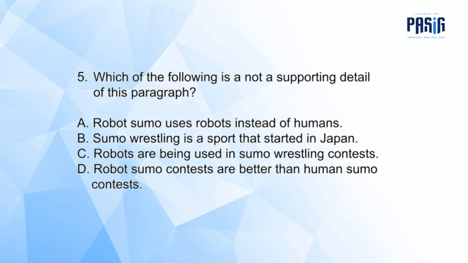And question number 5. Which of the following is not a supporting detail of this paragraph? Letter A. Robot sumo uses robots instead of humans. Letter B. Sumo wrestling is a sport that started in Japan. Letter C. Robots are being used in sumo wrestling contests. Letter D. Robot sumo contests are better than human sumo contests.